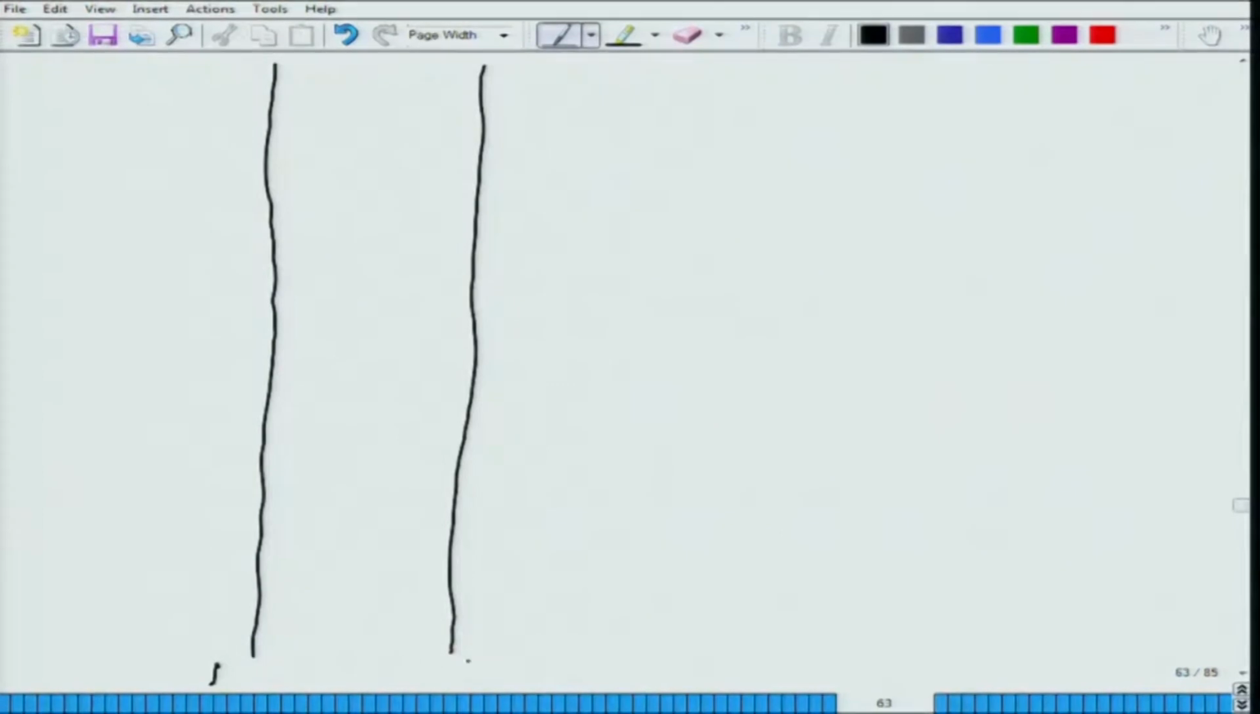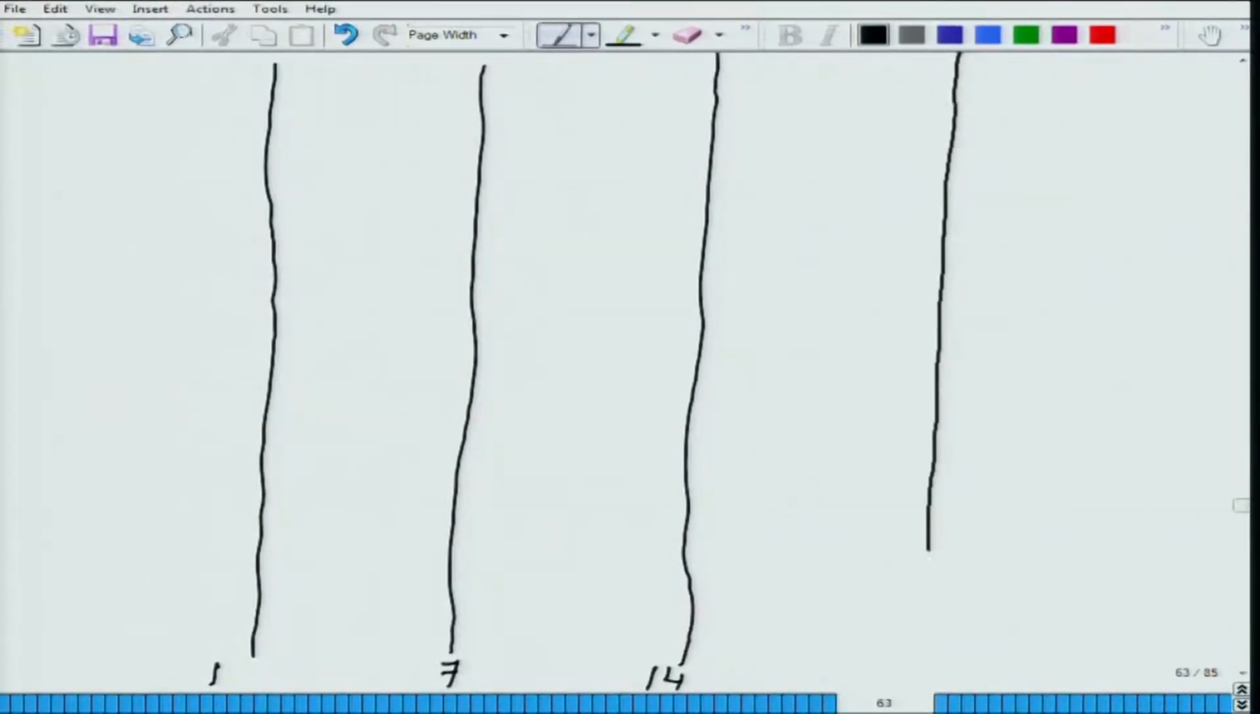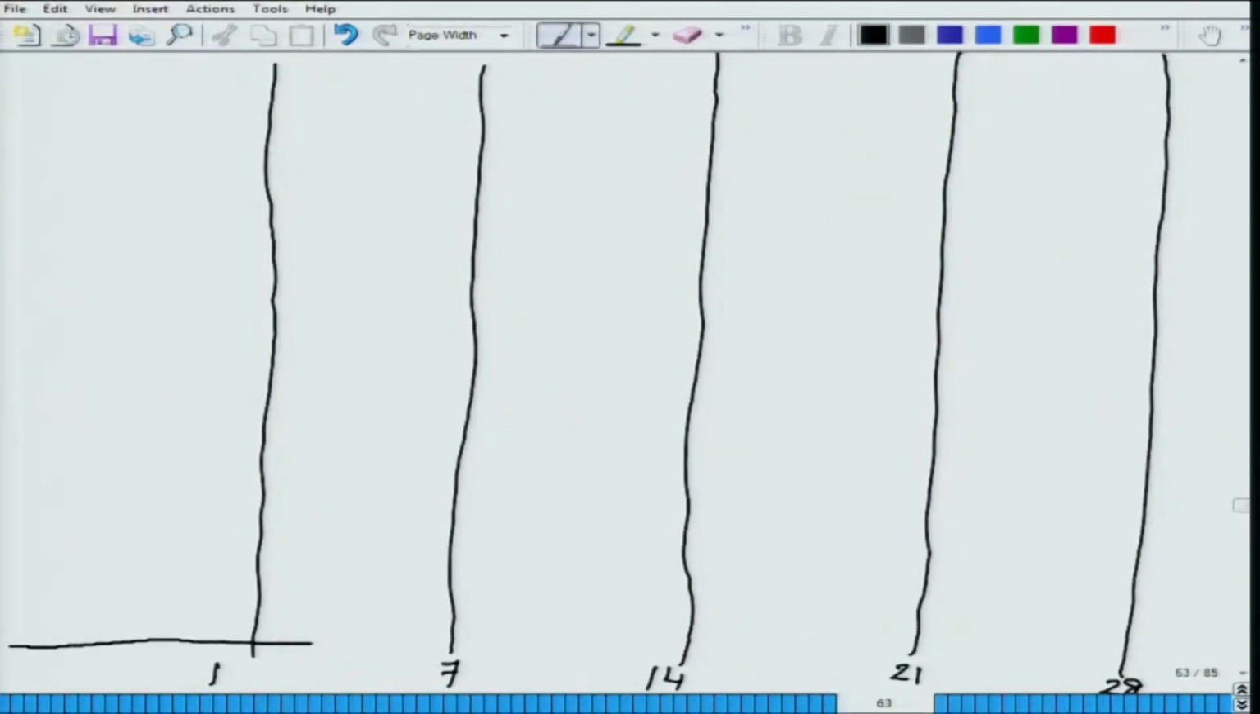So, day 1, day 7. Underneath what I am drawing is day 7, day 14, day 21, and this is day 28. So, we are taking an average female who has a cycle of 28 days. This is the cycle, fine.